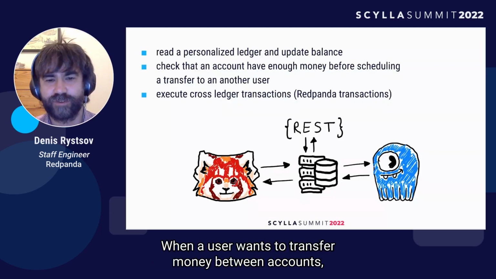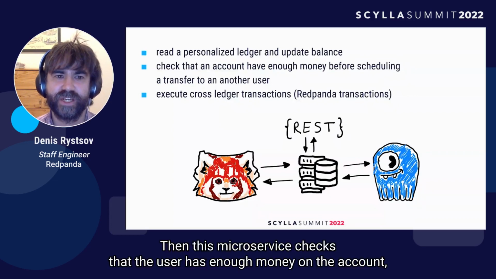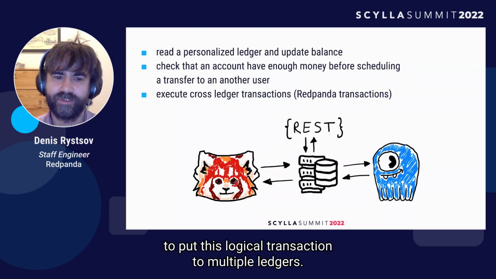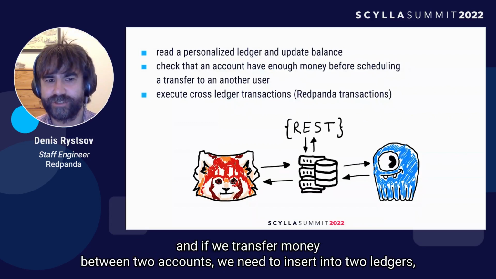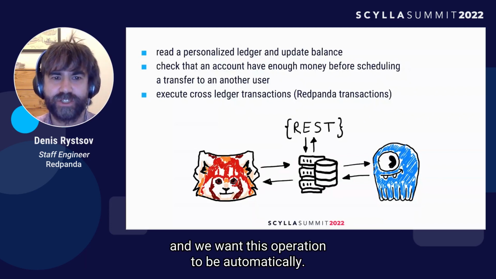When a user wants to transfer money between accounts, they contact their own microservice. Then this microservice checks that the user has enough money in the account, and then it executes Redpanda transactions to put this logical transaction into multiple ledgers. Remember, each microservice has its own ledger, so if we transfer money between two accounts, we need to insert into two ledgers, and we want this operation to be atomic.